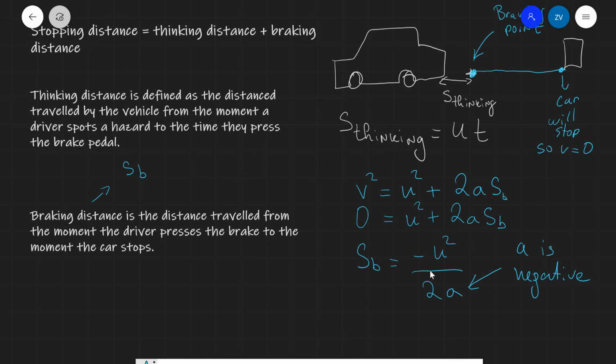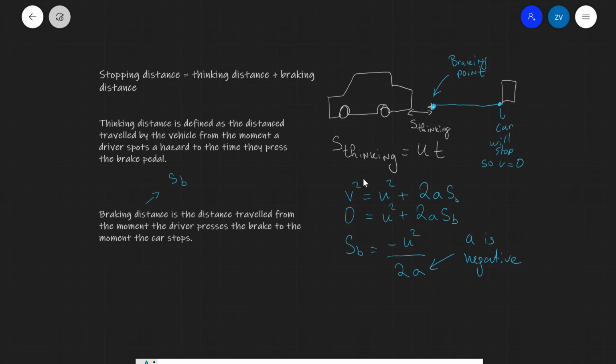braking distance. So remember our thinking distance, two very important formulas. Thinking distance is just speed times time, u times t or v times t, and our braking distance is minus u squared over 2a. Now this is a formula which is not given in the exam, but we can always derive it really quickly using the equation that v squared is equal to u squared plus 2as.